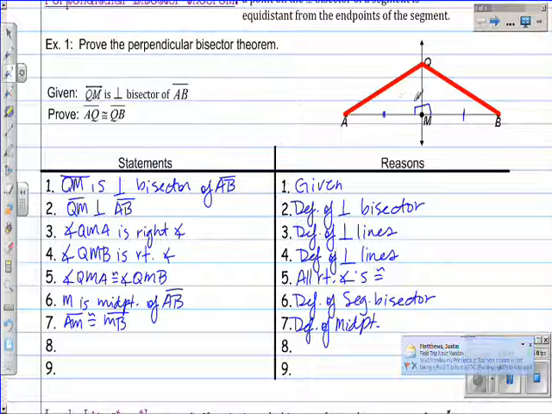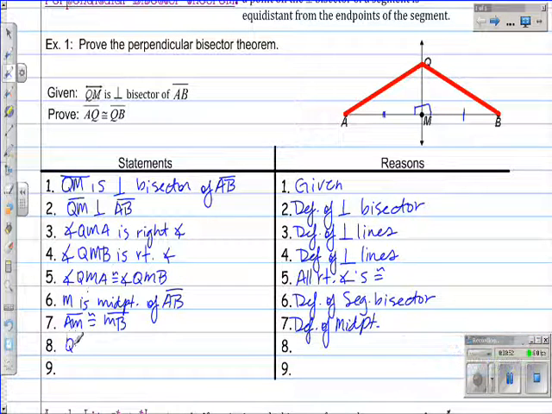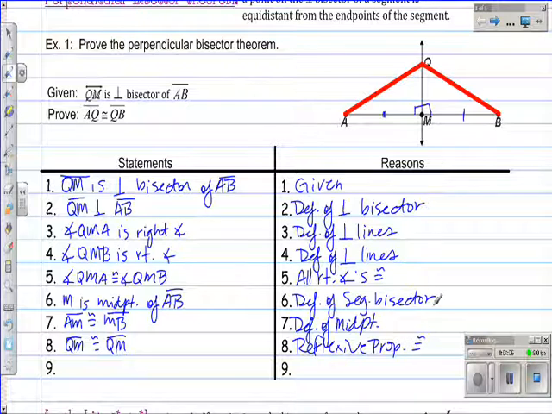So to form the triangles congruent, I can now say, well, we know that QM is congruent to itself by the reflexive property of congruence. And if QM is congruent to itself, then you can see that these two triangles are congruent by side angle side. So we could say triangle QMA is congruent to triangle QMB by side angle side congruence postulate.